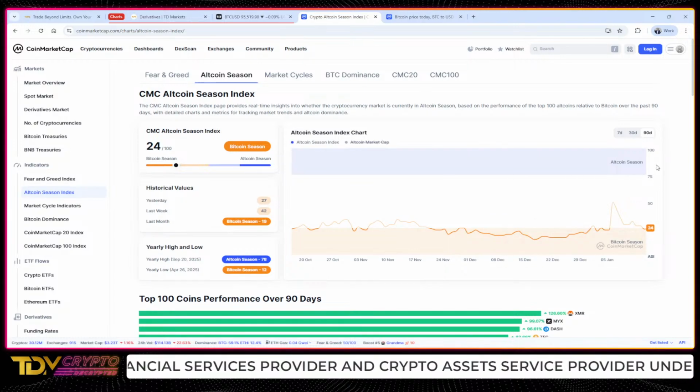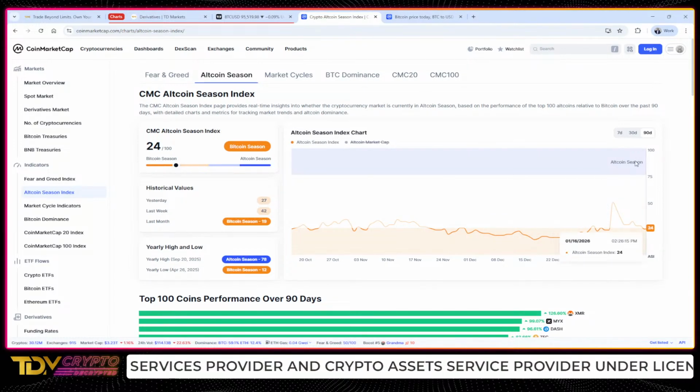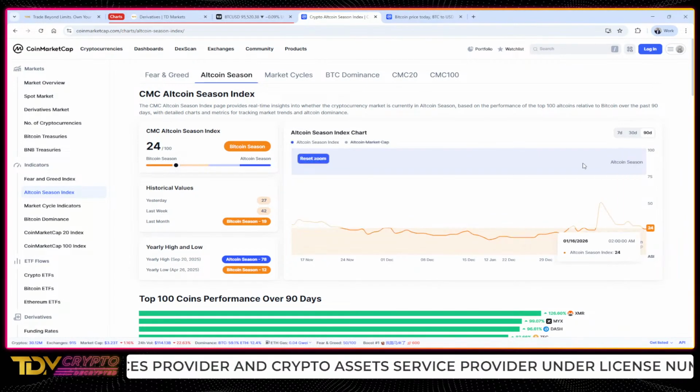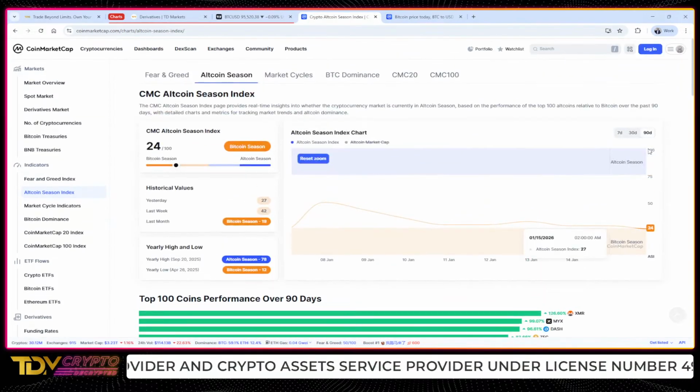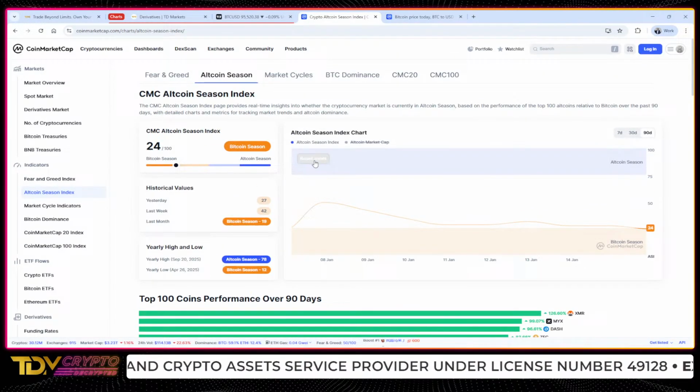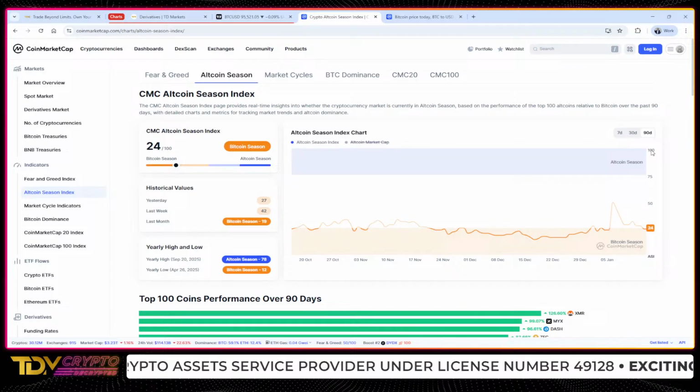So these are just the coins that we see. For this to be altcoin season, this thing has to go to 100 there. All right, so we're in the Bitcoin season right now. Altcoins are suffering.